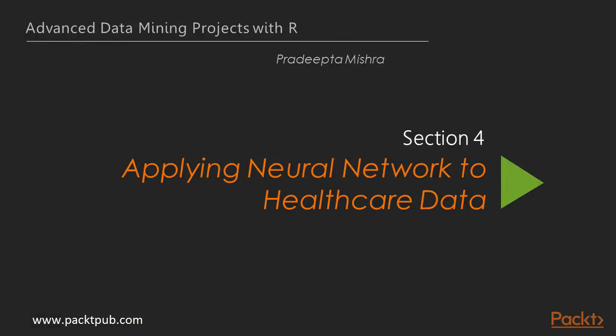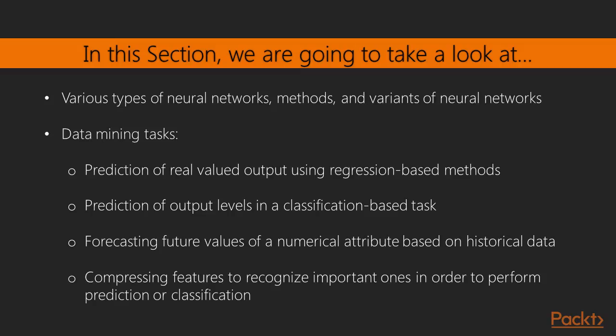Hello everyone, we've arrived at the final section of the course, applying neural networks to healthcare data. In this section you'll learn about various types of neural networks, methods and variants of neural networks with different functions to control the training of artificial neural networks in performing standard data mining tasks, such as prediction of real valued output using regression-based methods, prediction of output levels in a classification-based task, forecasting future values of a numerical attribute based on historical data, compressing features to recognize important ones in order to perform prediction or classification.